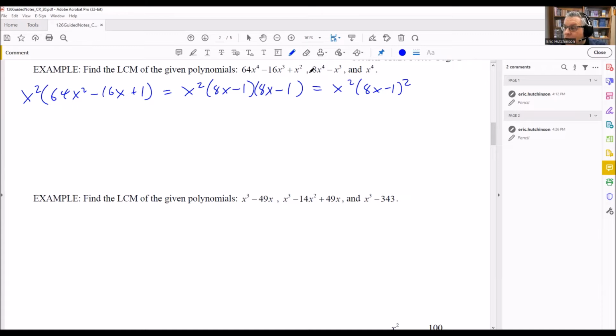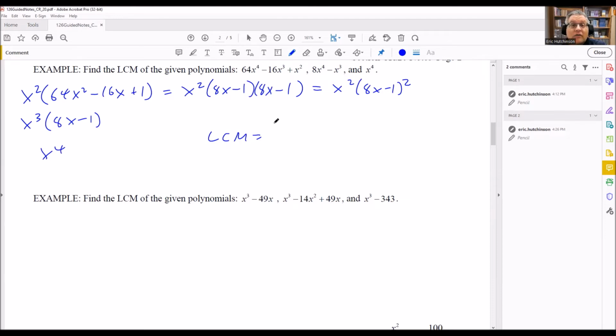Now the next one, we're going to factor out x cubed from there, and we get 8x minus 1 left, and that's it for that one. And of course, we also have x to the fourth, which can't be factored. So my LCM has to be made up of the first one, the second one, and then the x to the fourth.